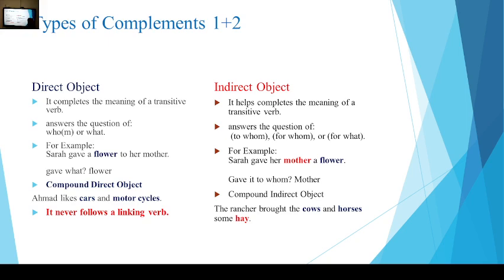Okay? Again, you may have a compound indirect object. When I say compound, I mean two or more indirect objects joined together to complete the meaning of one verb. So, for example, when you say, the rancher brought the cows and the horses some hay. So, brought what? Hay. Hay is a direct object. Brought the hay for whom or to whom? The cows, horses. So cows and horses are an indirect object, a compound indirect object, okay?